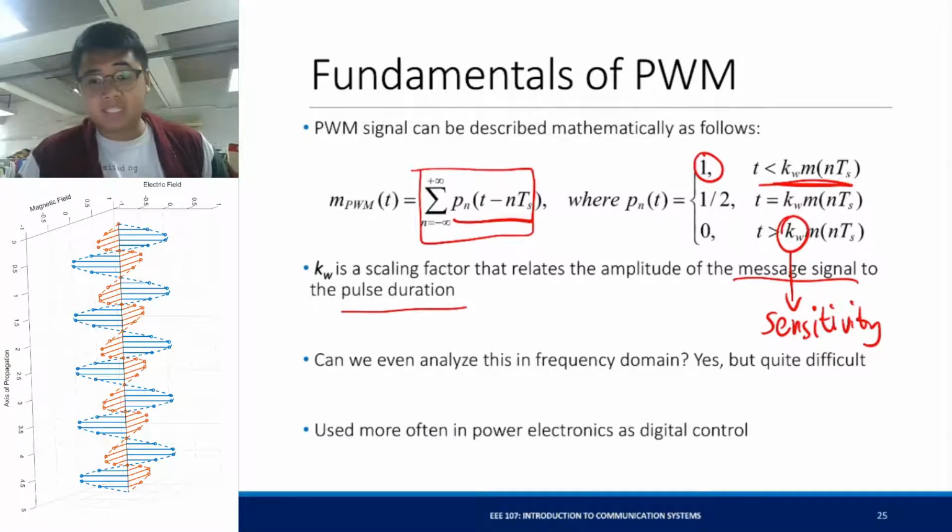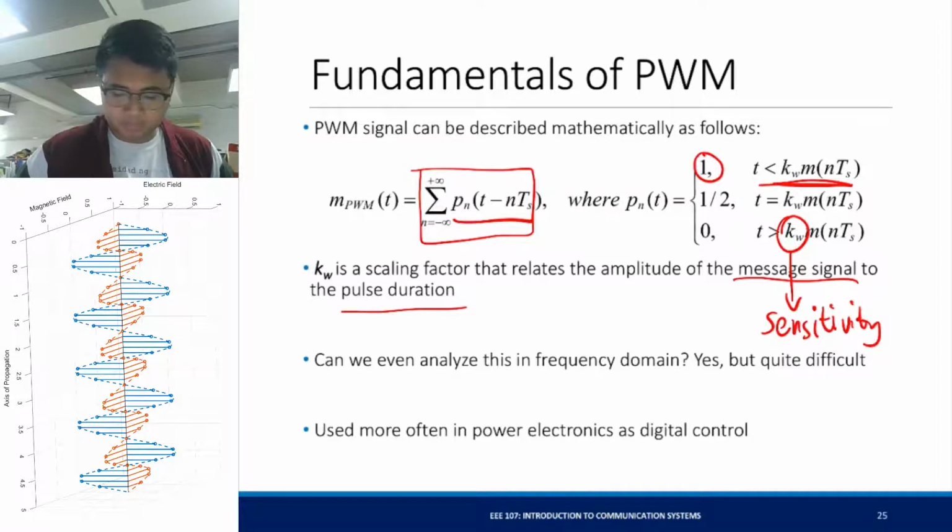Can we analyze its frequency domain though? Yes, we can, but it's quite difficult. And it's used more often in power electronics for digital control. So PWM is used for digital control, for controlling the DC component of your motors, and so on and so forth.